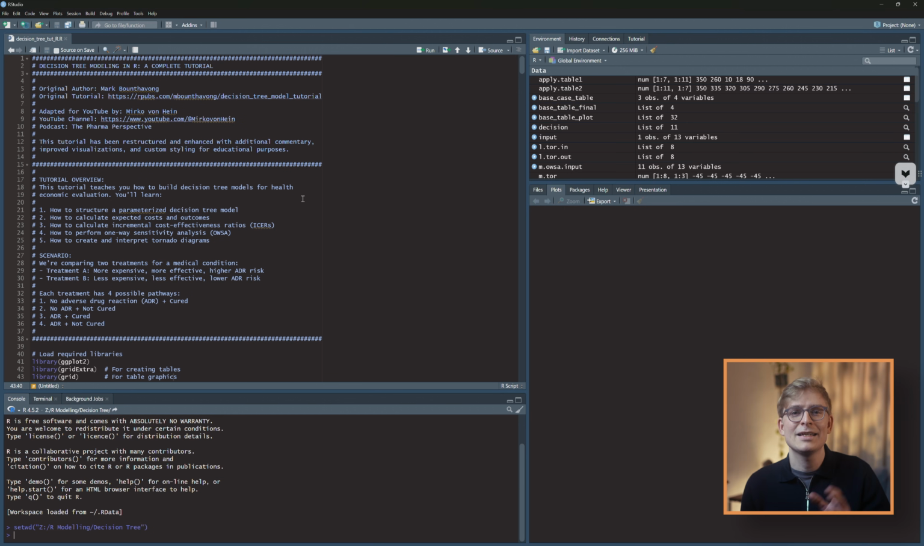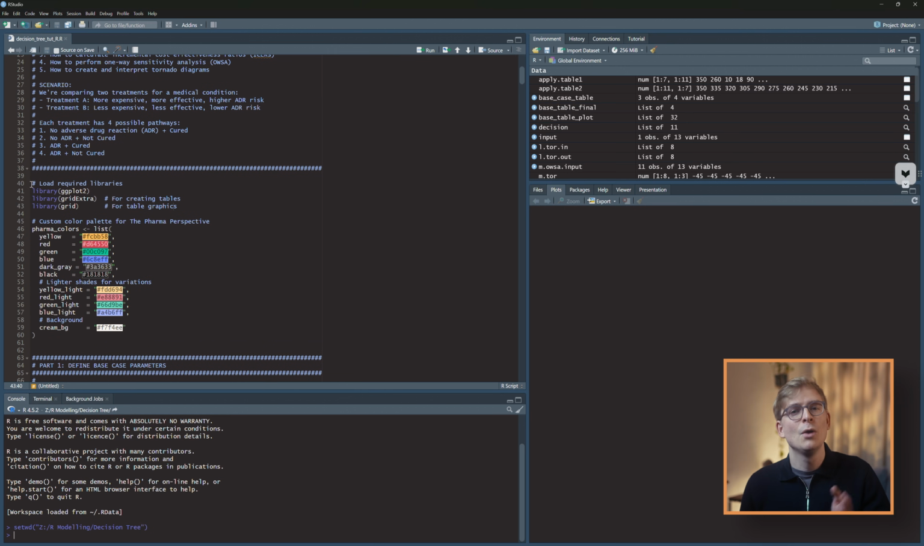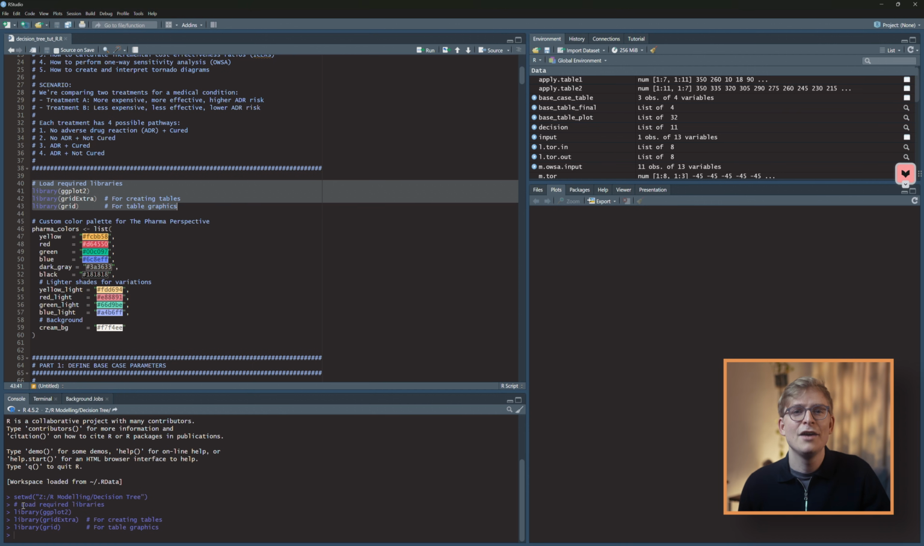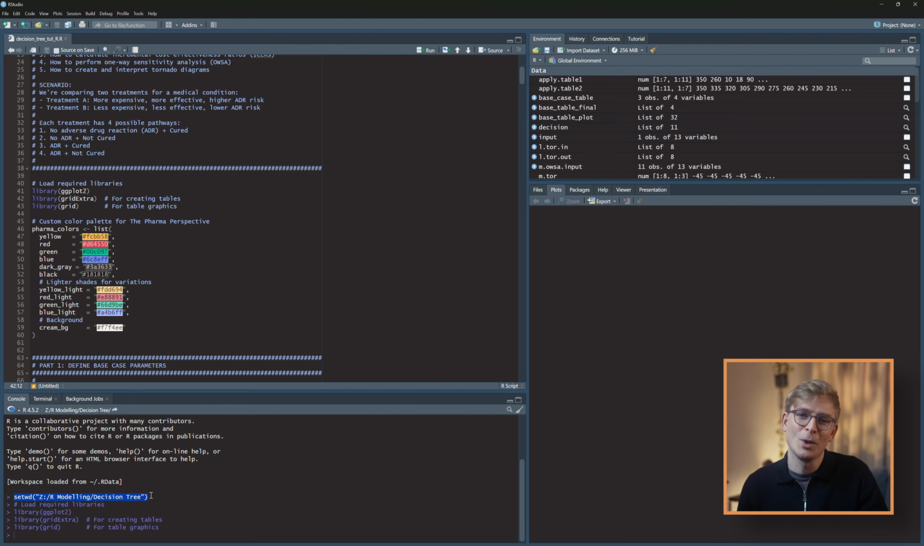First things first, let's load the packages we need. We're using ggplot2 for our visualizations and gridExtra for creating tables. If you don't have these packages installed, then just run install.packages for each one. Also make sure to set your working directory, which is one thing that I always forget.